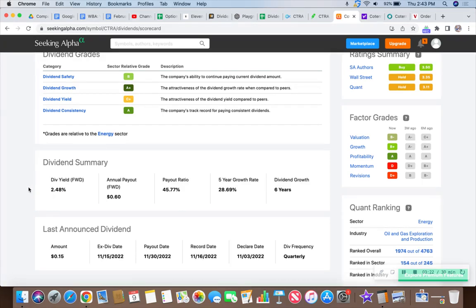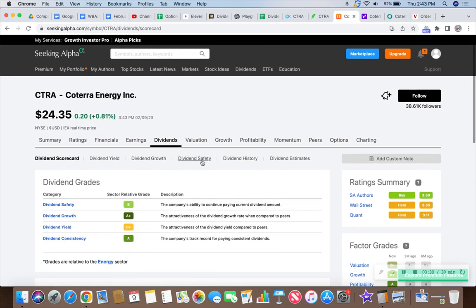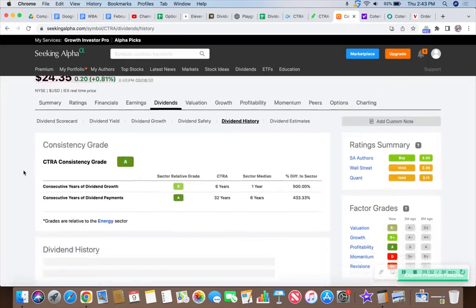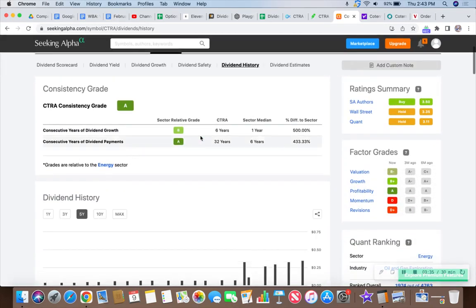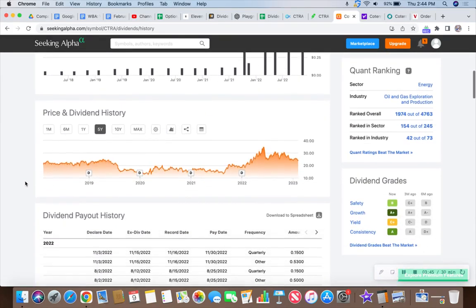I'll tell you why that number is different over on the Yahoo, but got the low payout ratio. Look at that dividend growth over 5 years and dividend history. This is where things get really cool, really fast. They've got 6 consecutive years of dividend growth and 32 consecutive years of being the payer. Don't hate the payer, hate the game. So we want in on this, man.